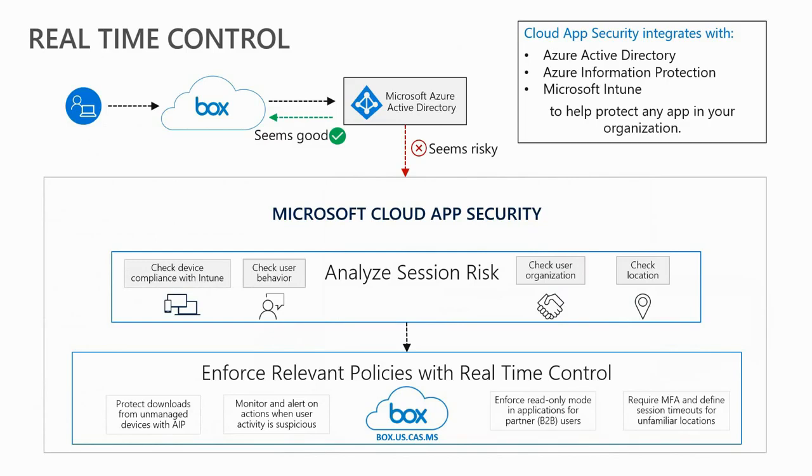more conditions. We'll check to see if the device is compliant or domain joined, the user behavior, so if it's deviating from their normal behavior, the user organization, so maybe the user is a partner versus an employee, and the location, so maybe they're logging in from their home Wi-Fi versus their corporate one. Depending on these conditions, we'll enforce the relevant policies we need with real-time control. So if the user is logging in from an unmanaged device, maybe we want to protect those downloads using an AIP label. Or if they're logging in from an unfamiliar location, maybe we'll have them go through multi-factor authentication.